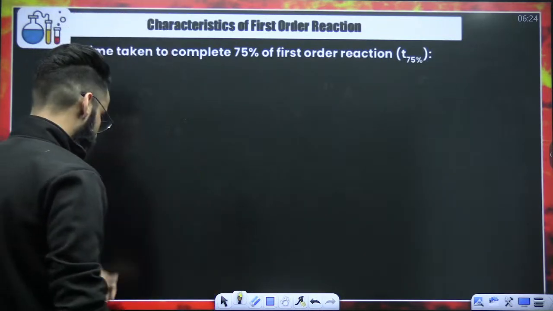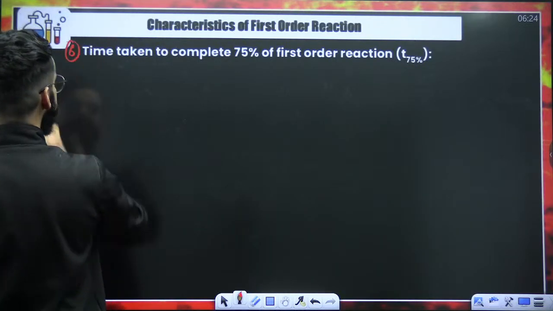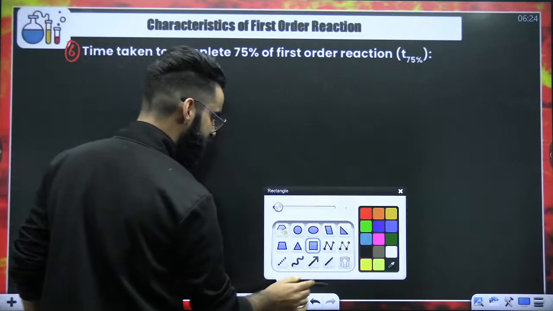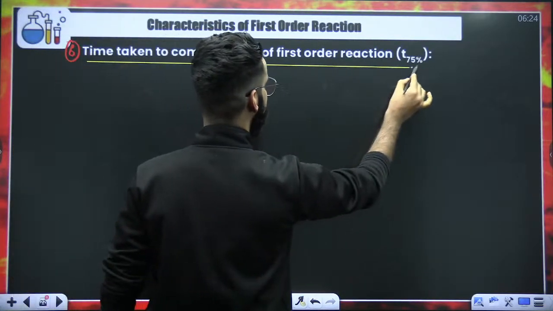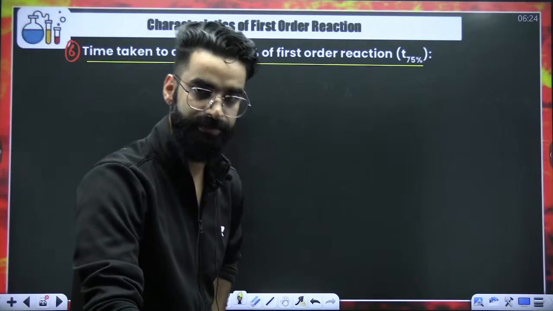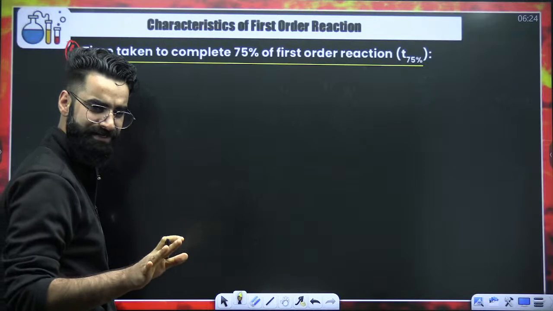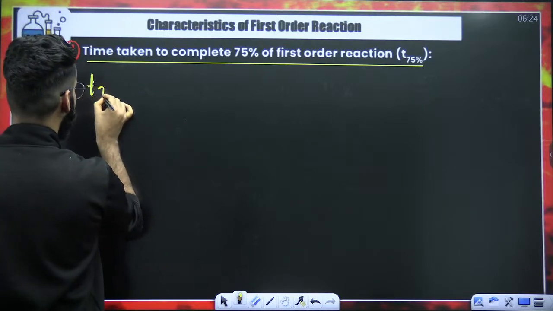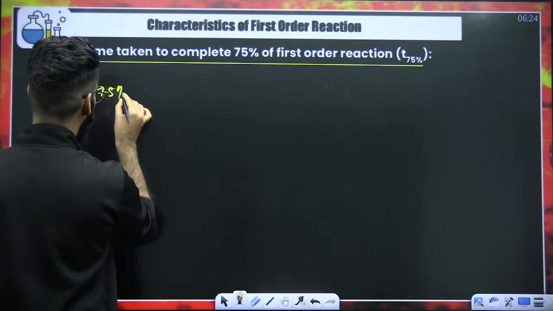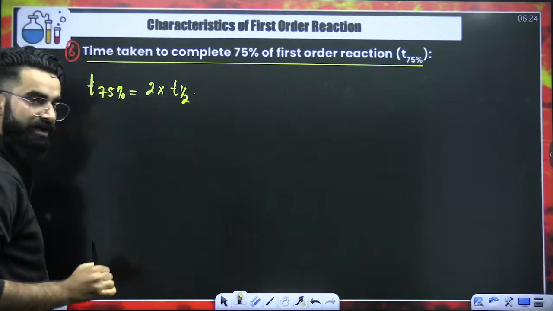See, now our sixth parameter for the first order reactions. What is that? Time taken to complete 75% of the first order reaction. How do you get it? Do remember, there are a few expressions which I want you to remember directly. No need of derivation. The time taken to complete 75% of the first order reaction is equal to 2 times the half-life.